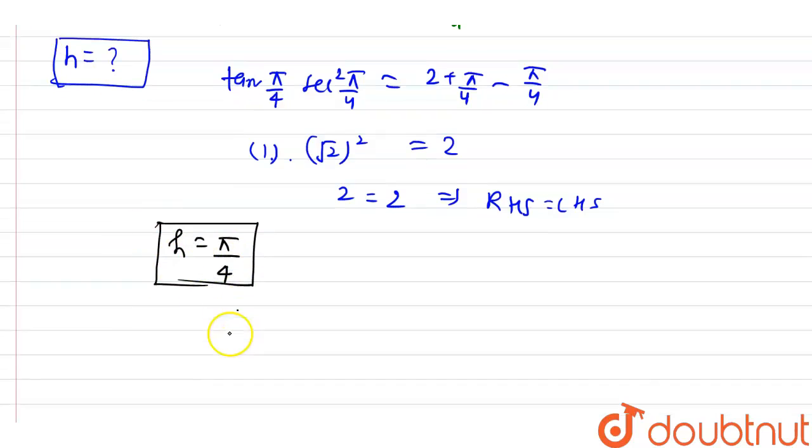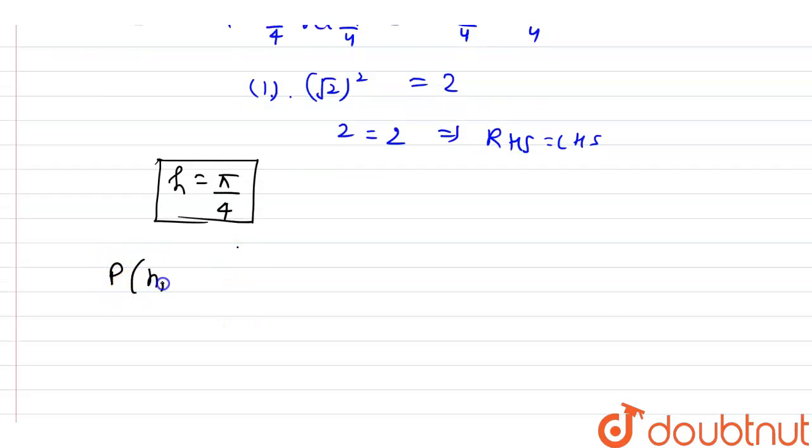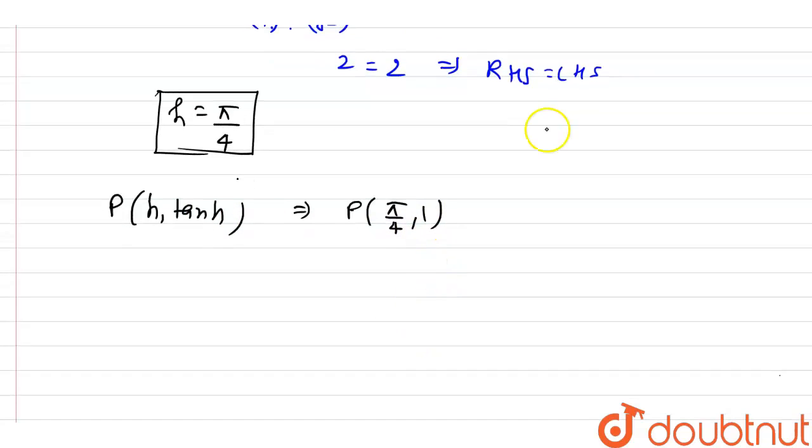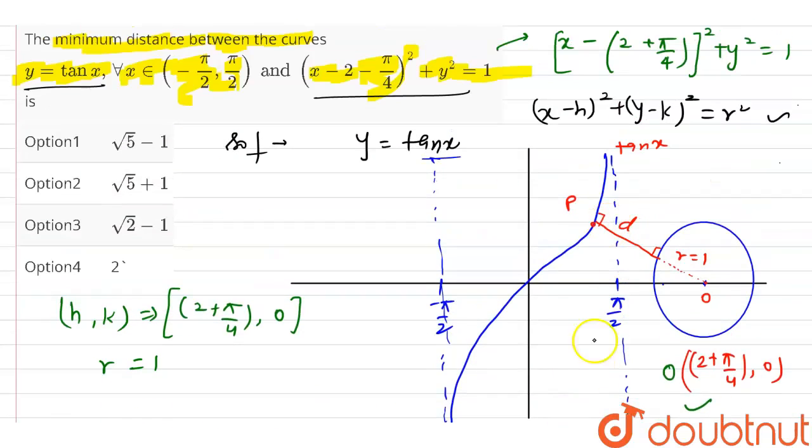So I found my h. Now I'm writing my P, and my P was h comma tan h. Hope you remember this. Now it will be written as P point pi by 4 comma 1, because tan pi by 4 is 1. So this is my P point here, pi by 4 comma 1.